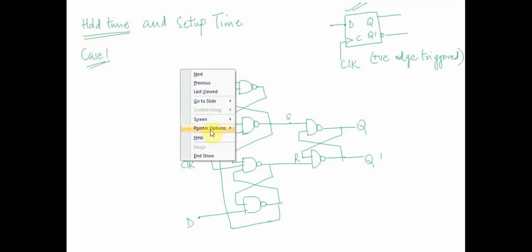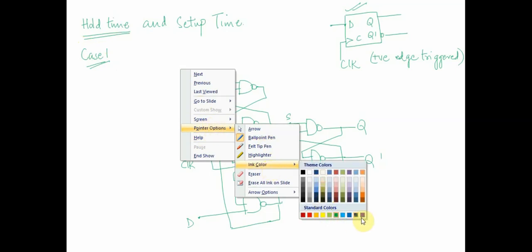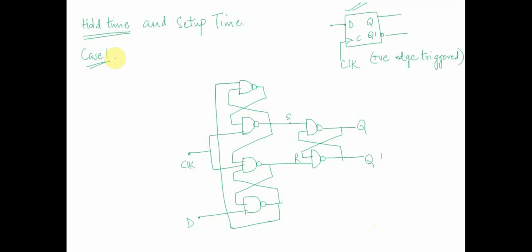Now let's assume we have case one. Let's look at it with the ink color changed and try to understand what happens. In case one, D is equal to 0 and clock is equal to 0. Let's put a nomenclature at different stages: point A and point B. When D is equal to 0, B becomes equal to 1, because of the NAND gate. Clock equal to 0 implies S and R are both 1.